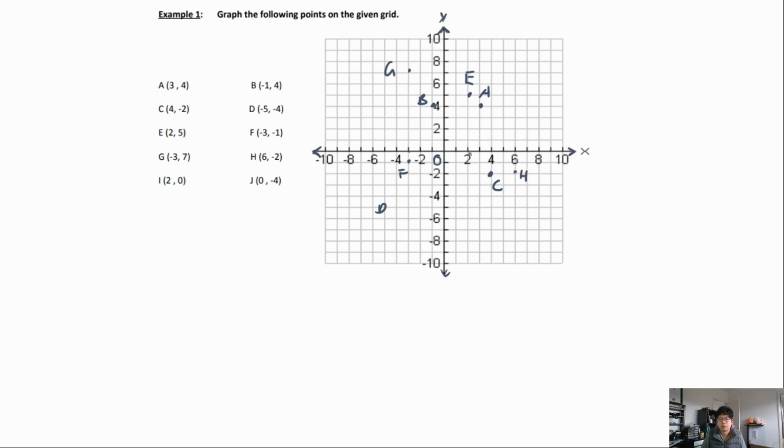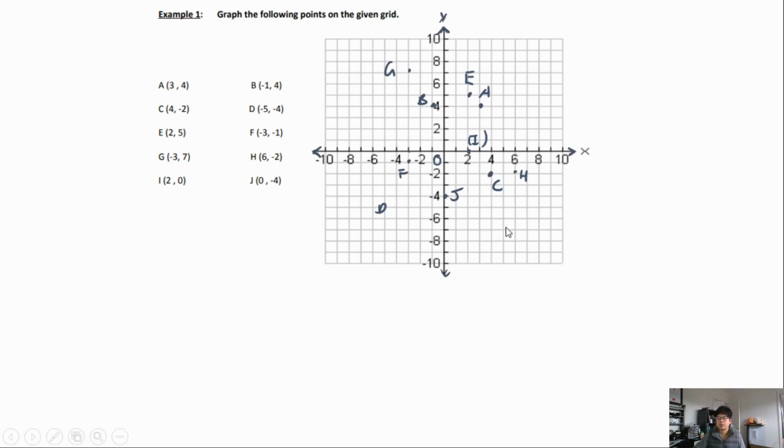I, to the right 2 times and it's 0, so it'll be right on the line, that is I. And J, 0 on the x-axis, so we don't move anywhere, and go down 4 spaces, that is J right there. Give yourself a tick for each one you got correct.